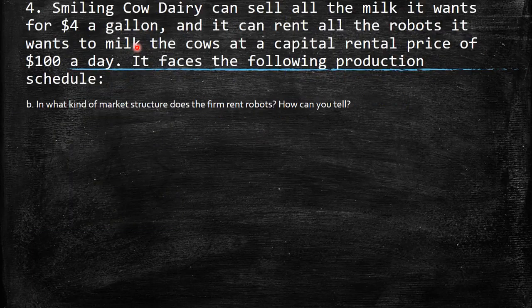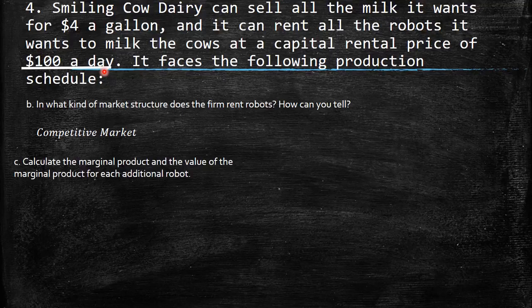Then, in what kind of market structure does the firm rent robots? How can you tell? A competitive market. Why? Again, because the rental price is $100 a day, and it is exactly the same. If I rent just one robot or 100 robots, I cannot make any change in the price inside the market. So I'm again a price taker. Then calculate the marginal product and the value of the marginal product for each additional robot.